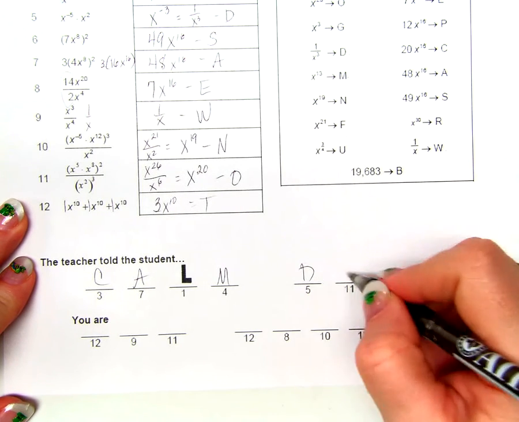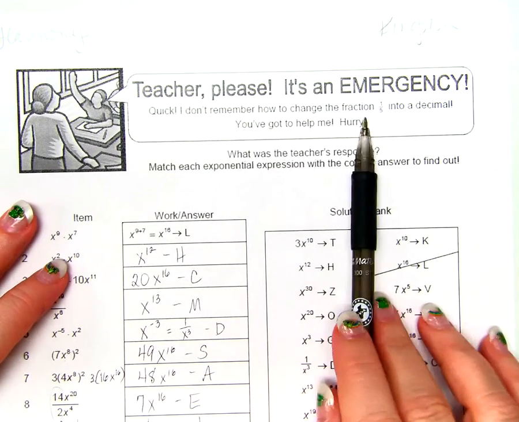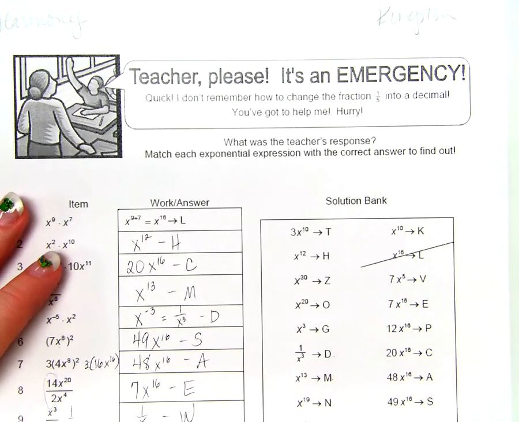Calm down. Remember what he said? Quick, I don't remember how to change the fraction 1/5 into a decimal. You got to help me. Hurry! Because it's an emergency, right?